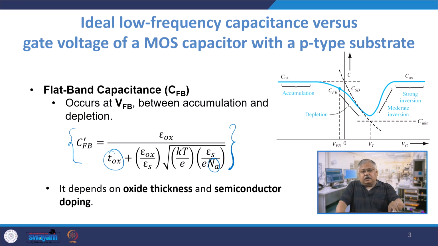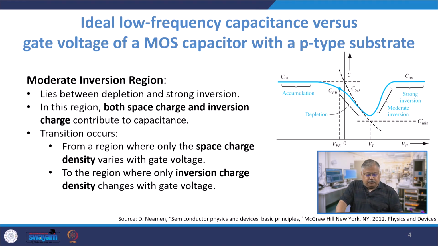In a sense, accumulation, depletion, moderate inversion and inversion: 4 regions of operation for a p-type substrate. Now, I have already discussed this, so I will not go into details, but as I told you quickly, we can say moderate inversion lies between strong inversion and the depletion region. Here both the space charge and the inversion layer contribute to the capacitance. In strong inversion, it is only the inversion charge which contributes; in depletion it is only the space charge which contributes. Moderate inversion is the place where both contribute.